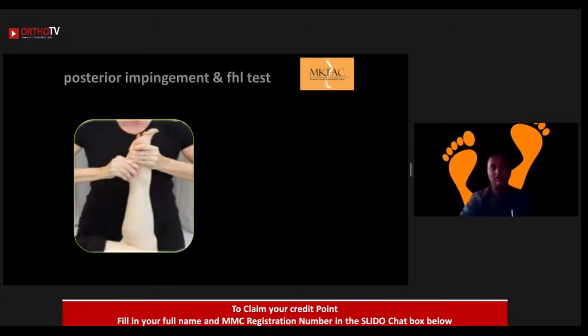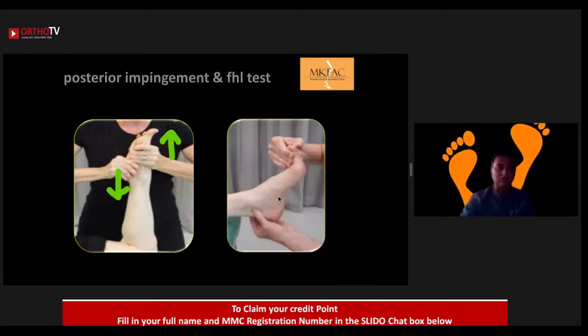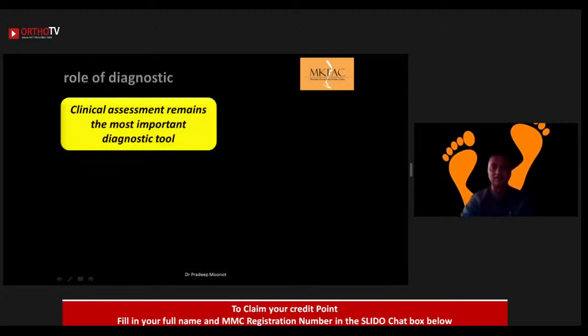For posterior impingement and FHL, you can do it in prone, where you compress the heel and plantar flex the whole foot. And you find that the patient complains of pain at the back of the ankle. And also here you're holding just behind the medial malleolus and the lateral side, and you squeeze it, and you're extending the great toe, and the patient complains of pain at the back of the ankle. That's a telltale of FHL tenosynovitis.